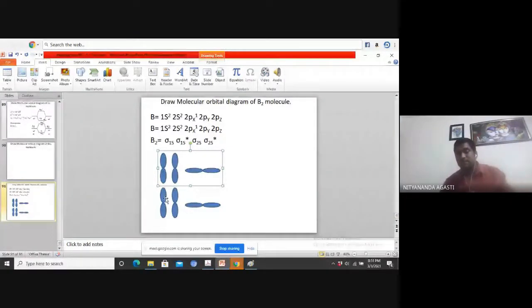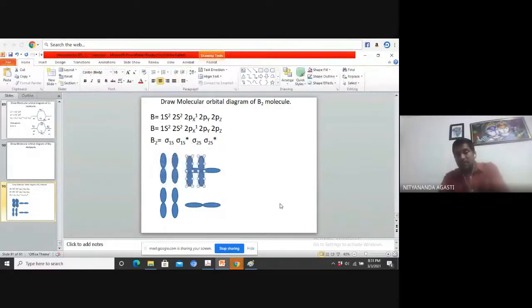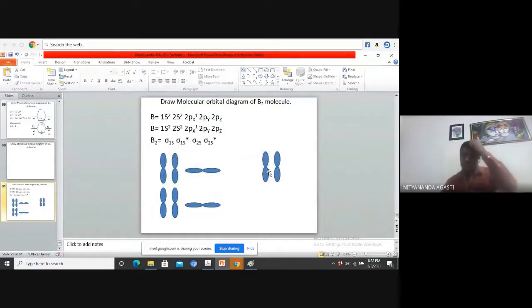The lateral overlapping of these orbitals will give you pi orbital formation. Pi orbitals. This px and py, they will combine to give you pi orbital formation.